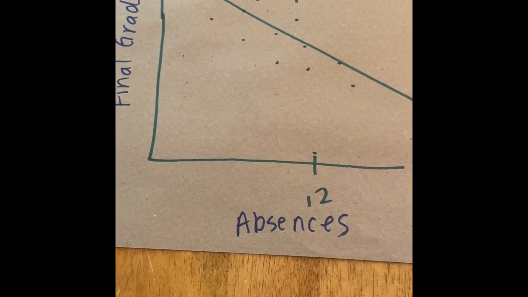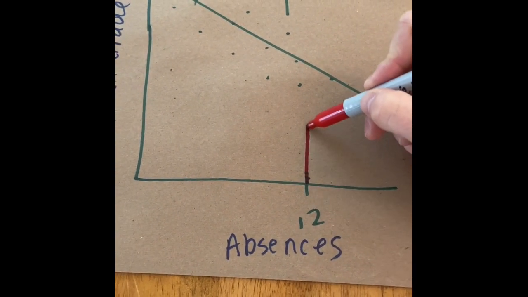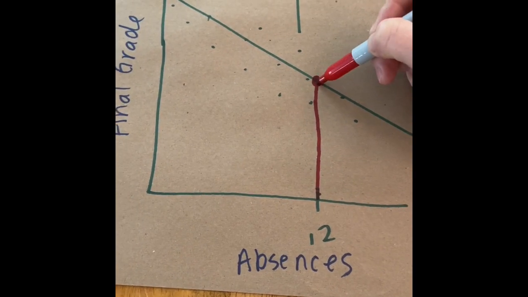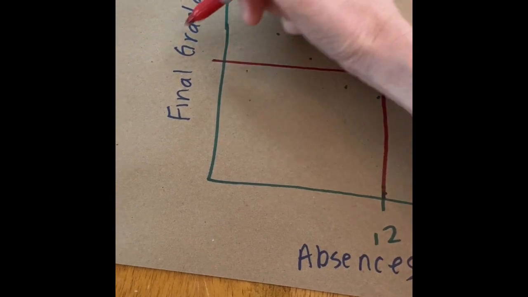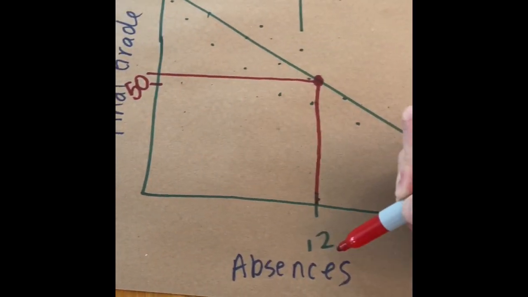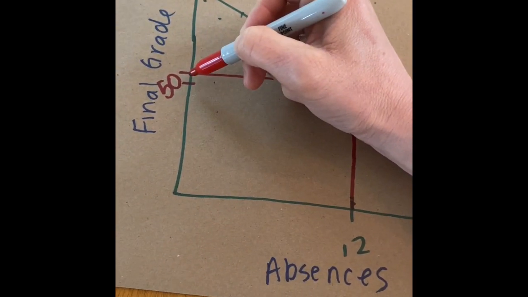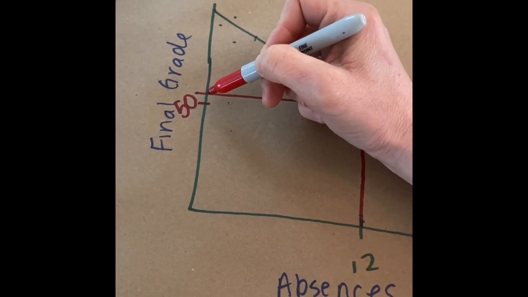Okay, so what I've done on Desmos is I have just checked at 12 absences. I keep going up to my line of best fit. I go across. Oh, and I want to see what my final grade is. If you looked at Desmos, when I start at 12 absences and I go across, it looks like my mark should just be a little bit higher than 50%. Let's see why that makes sense.